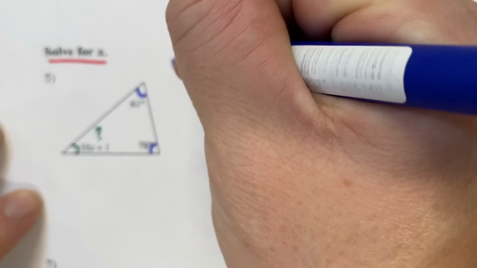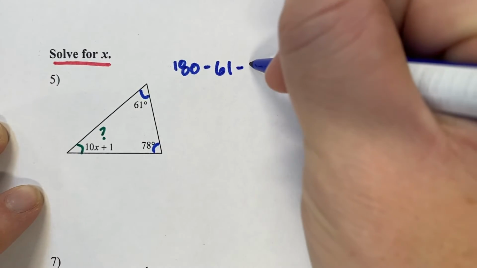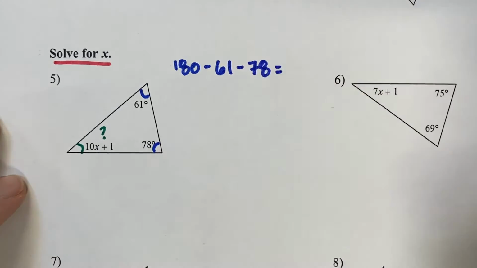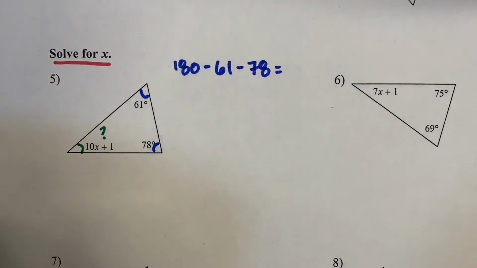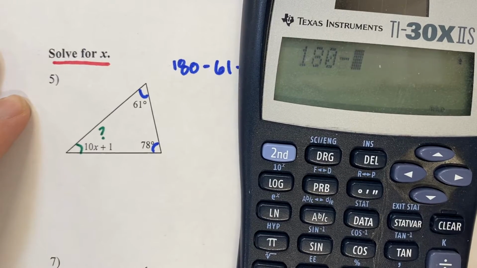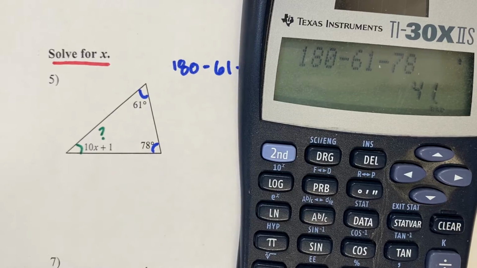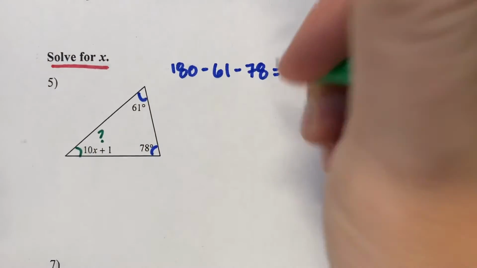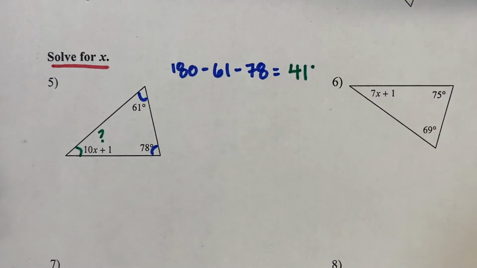Start with your total number of degrees, 180. Subtract what it gives you, 61 and 78. And what is that third angle going to be? Let's put it in our calculator: 180 minus 61 minus 78. And I know that my third angle, the one we marked with a question mark, is going to be 41 degrees.